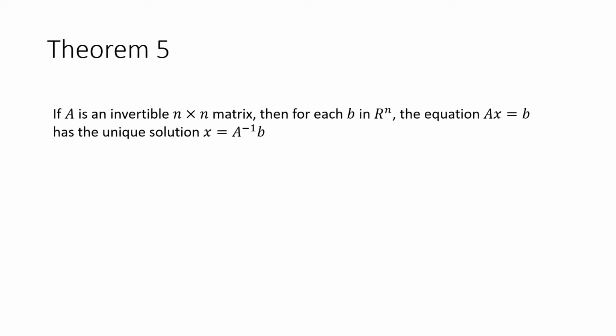Theorem 5. If we have an invertible n by n matrix, and we are trying to solve AX equals B, if we know the inverse, there's another way of solving it. X equals A inverse times B. So up until now, if we were trying to solve AX equals B, we put it into an augmented matrix and solved it. If we have the inverse, we have a quick way of solving it with a matrix multiplication.